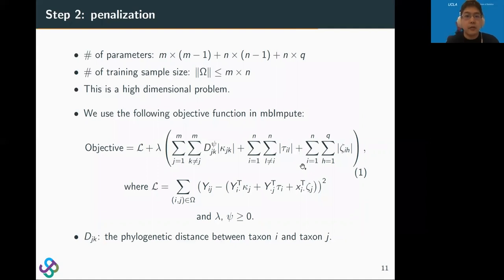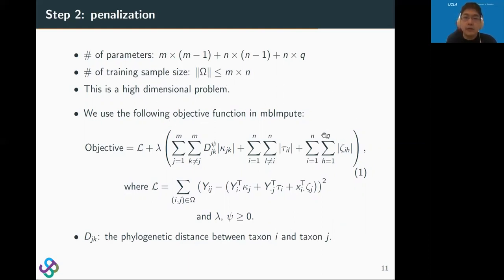So here we will have m times (m minus 1) plus n times (n minus 1) plus n times q number of parameters. However, the training sample size, those are the counts we think are not false zeros or low counts, will of course be less than or equal to the total number of abundances we have, which is m times n. So this becomes a high dimensional problem.